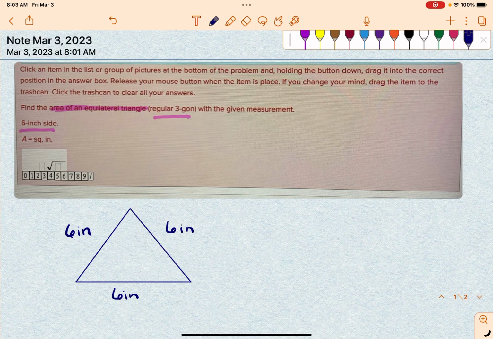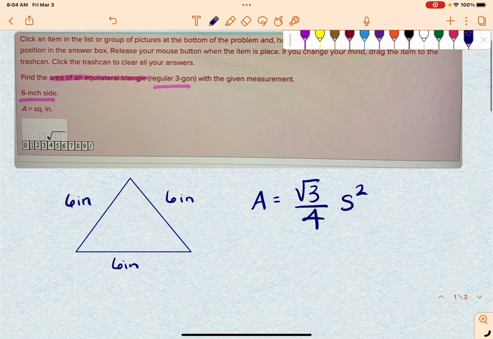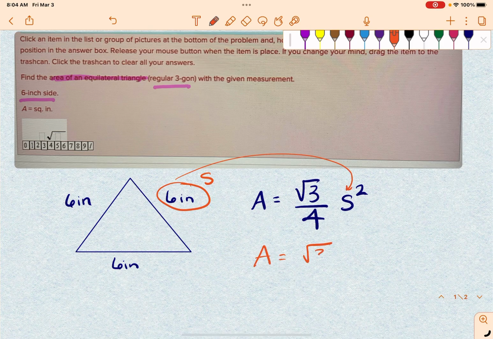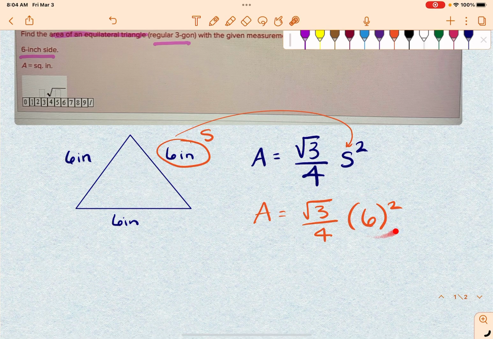And they gave us a formula in this section that helps with this. So we have area is the square root of 3 over 4 times our sides squared. So in this one, we know that this is going to be our S. So that 6 is going to go in here. So square root of 3 over 4 times 6 squared. So I know that 6 squared is going to be 36.